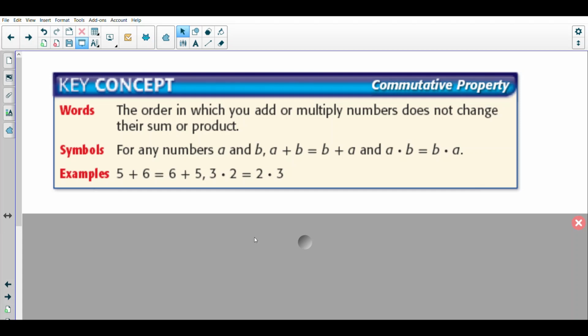If you have two numbers A and B, you could take A plus B and get B plus A, or A times B and get B times A. So 5 plus 6 is the same as 6 plus 5, and 3 times 2 is the same as 2 times 3.